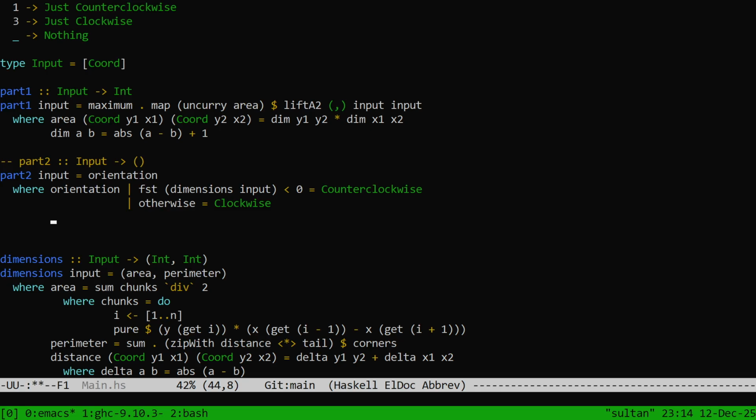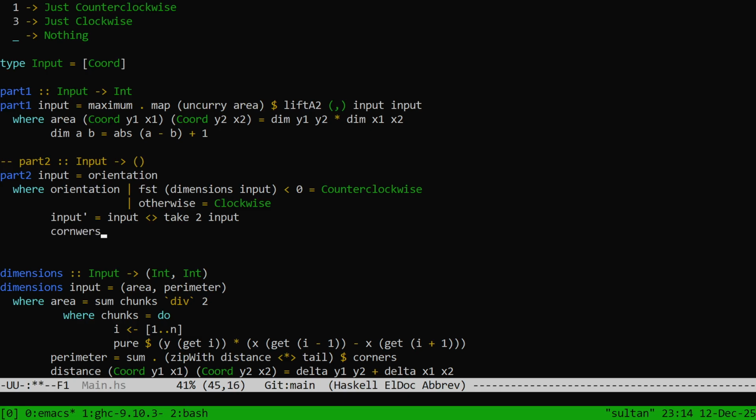What do I want to do after computing the orientation? I guess I want input prime to be input plus the first two elements of the input, so that I have them tripled up with each other. Corners is zip3 input, tail input.